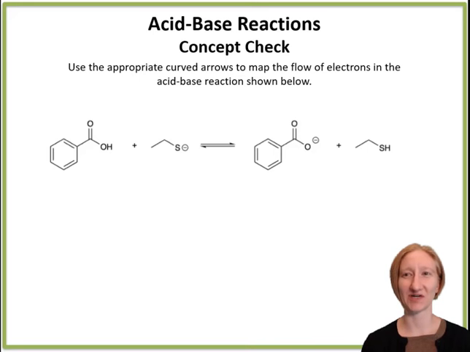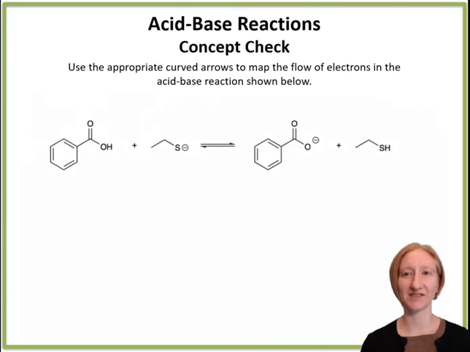In this concept check question, you're asked to use the appropriate curved arrows to map the flow of electrons in the acid-base reaction shown. Remember that the arrow originates at the base, and more specifically at the lone pair of the base, and then it ends at the proton of the acid.